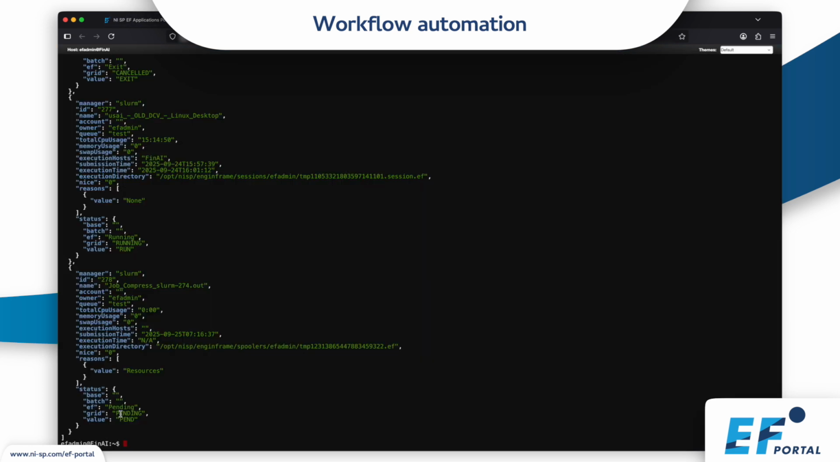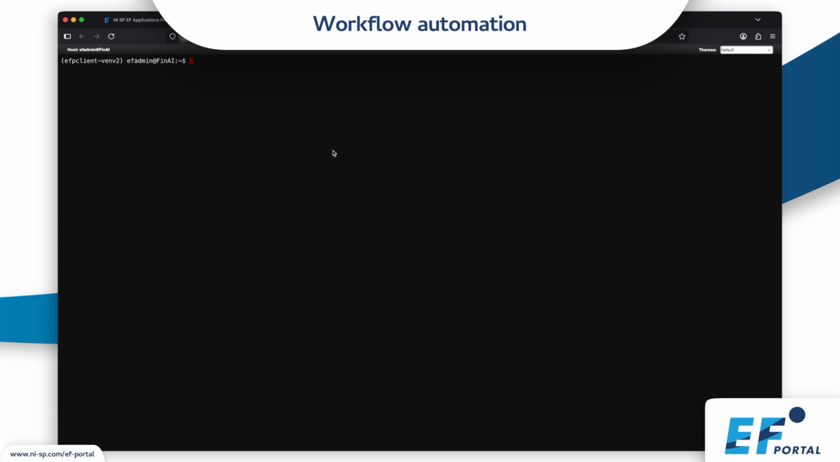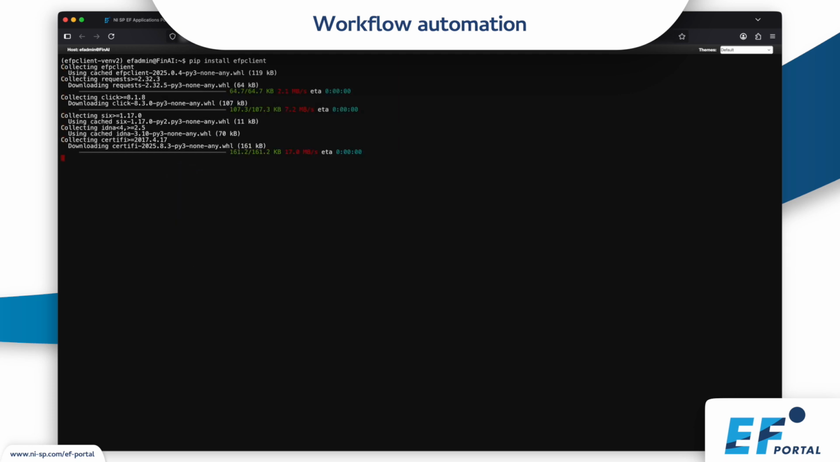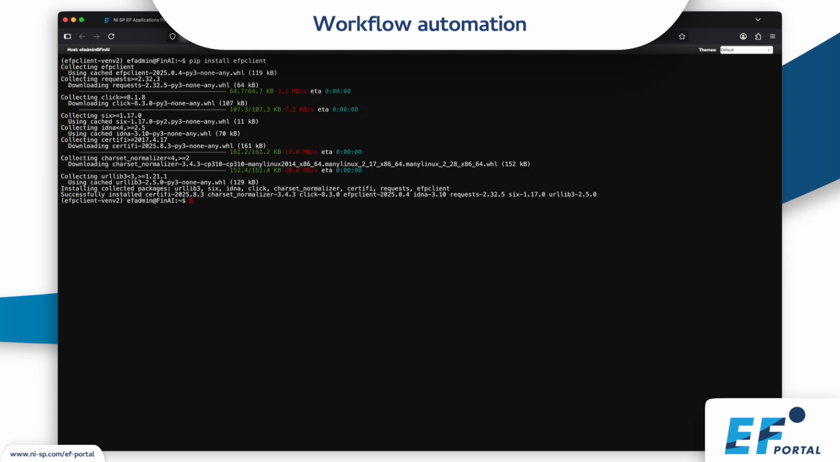But did you know there is another, quicker way to use all these endpoints? EF Portal is also equipped with a full-fledged Python client called efpclient. You can install it in 2 minutes by using a simple pip install. Once installed, the client lets you interact with the API in a very handy way.